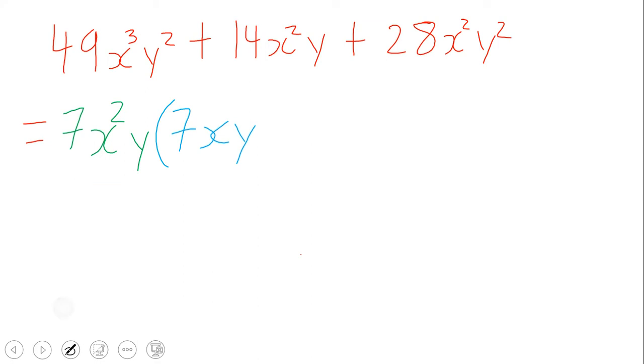All right, so it's going to be plus 7 times 2. It's going to be 14, right? We already have x squared and we already have y, right? So we don't need to put that there. Plus 28. 7 times what number gives us 28?